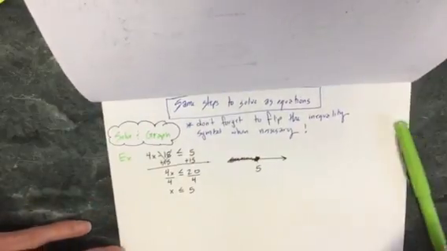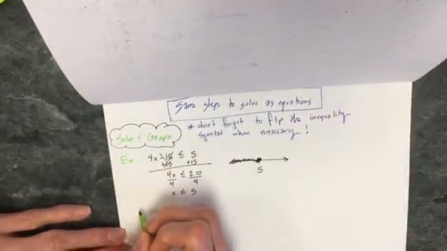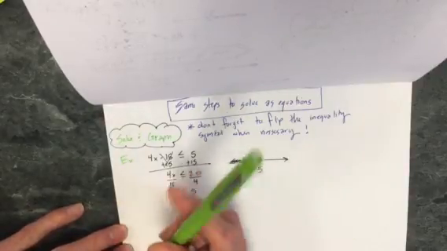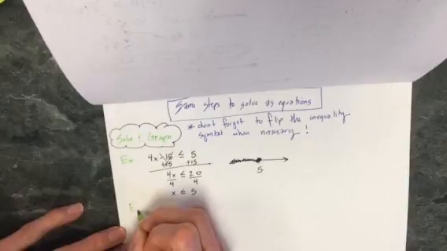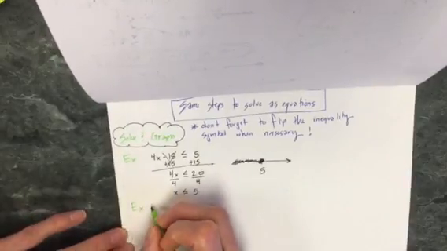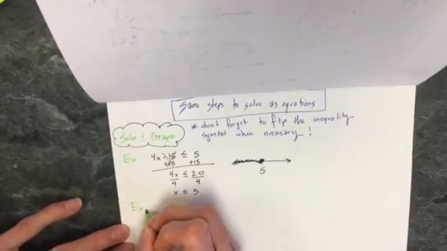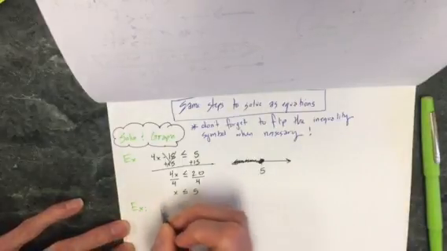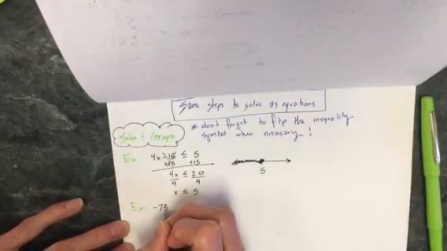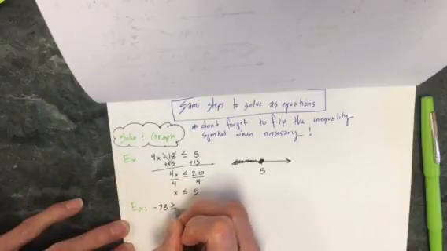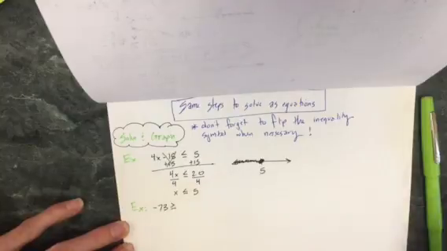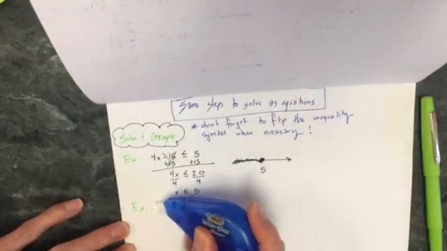All right, let's do another example. But while I'm writing this down, you write down the You Try up at the top, which is 6x plus 14 is greater than or equal to 20. All right, next example.